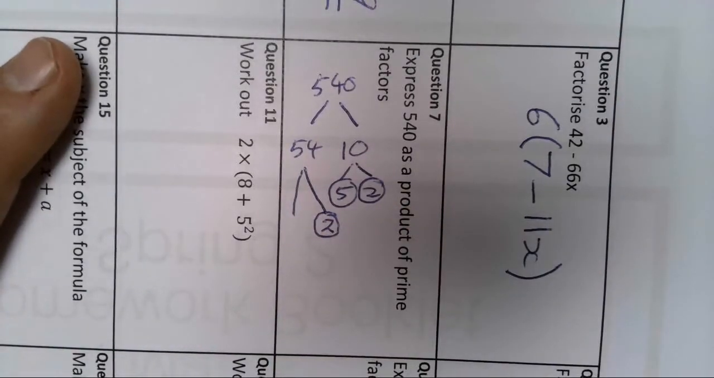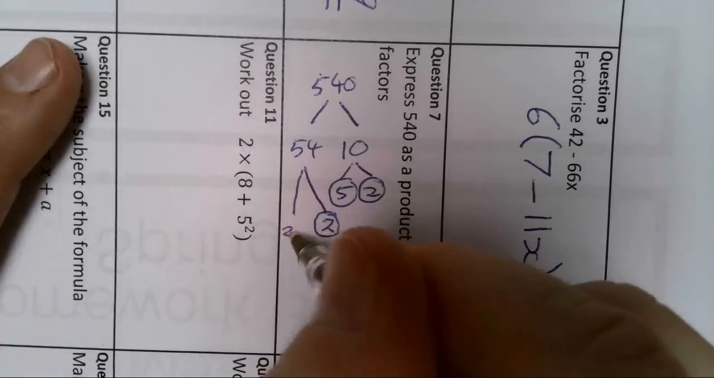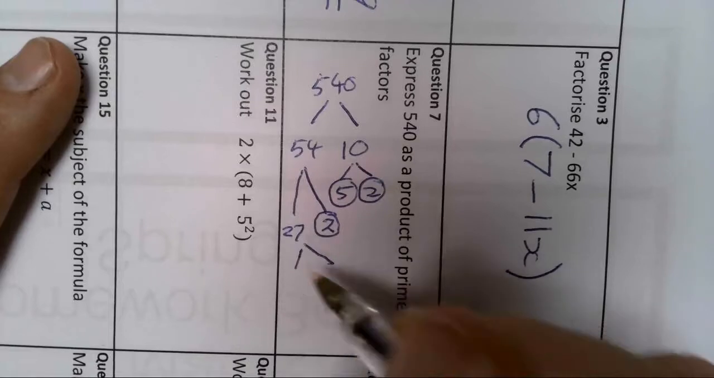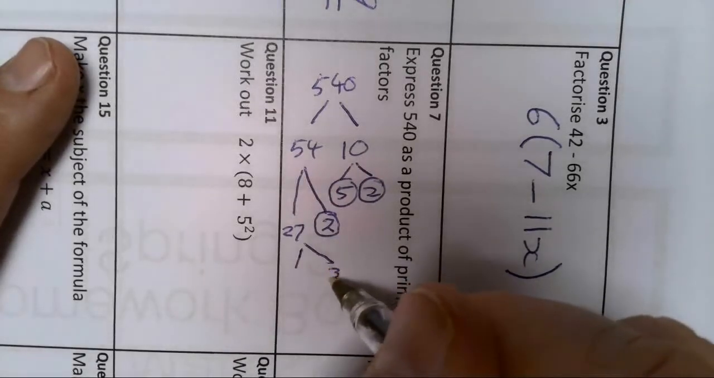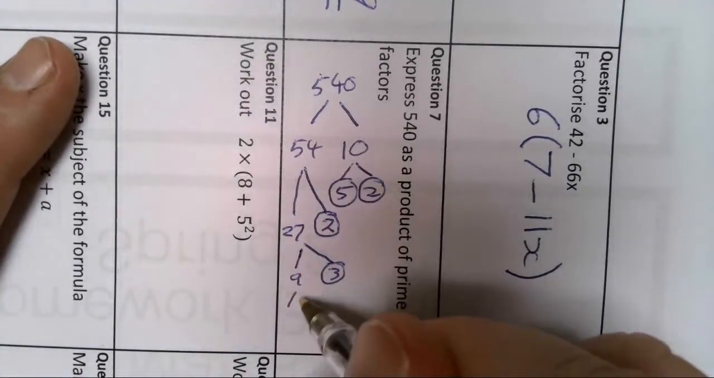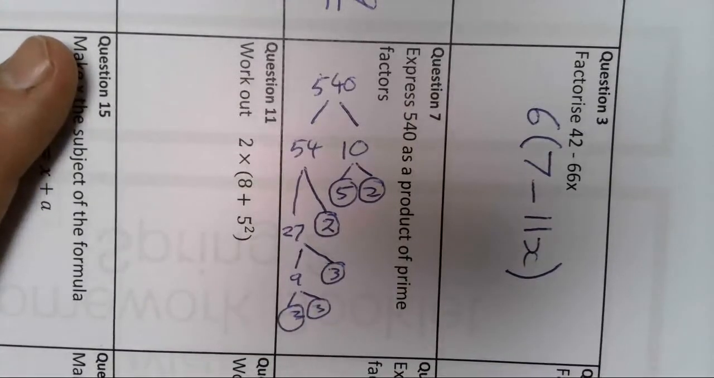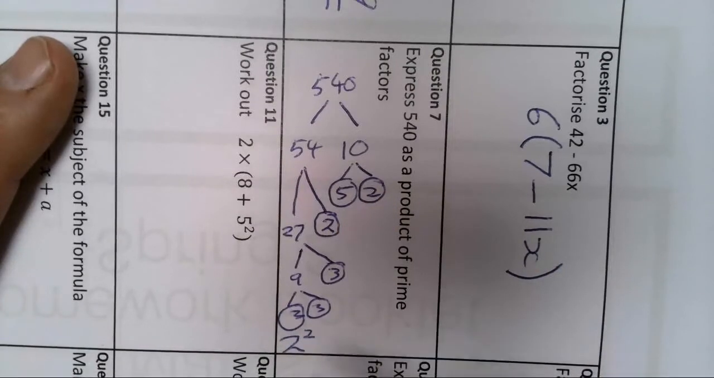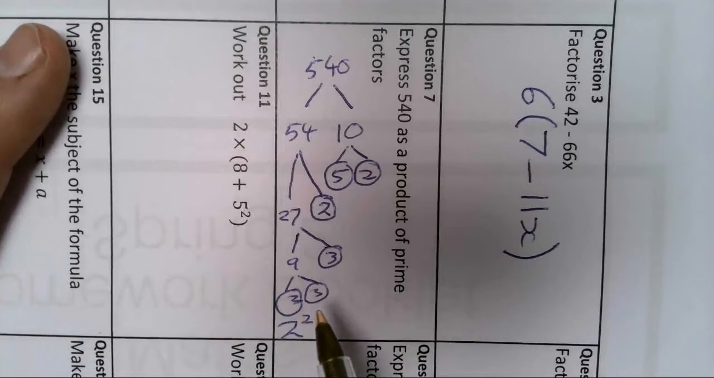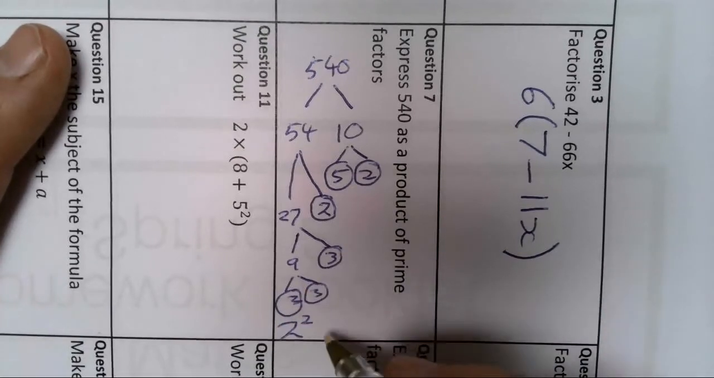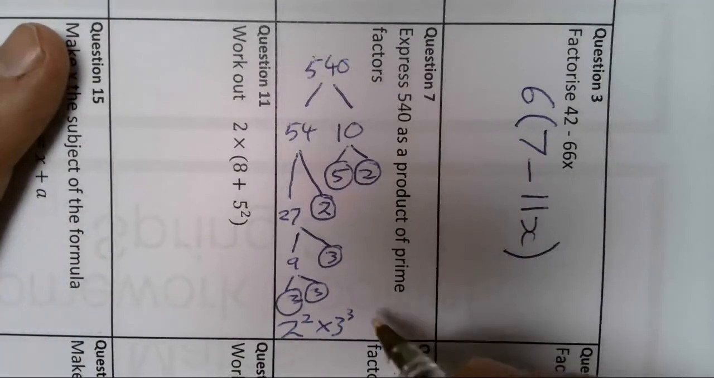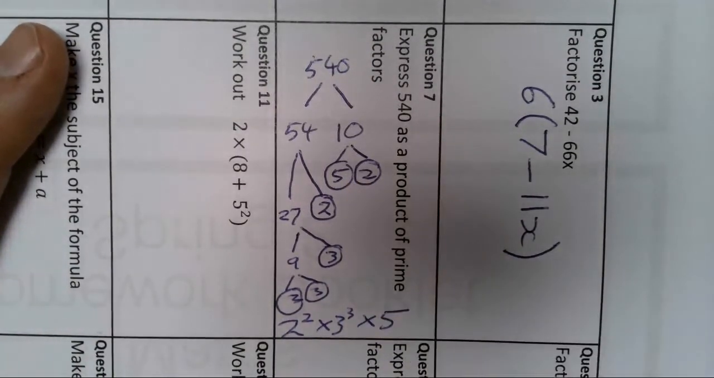So I've got 2 there. 54 divided by 2 is going to give you 27. 27 is not prime because it's 9 times by 3. 3 is prime, 9 is not. But 9 is 3 times 3, and then I've got all the prime numbers. So I'm going to see I've got 2 times 2, which I can write as 2 squared. I've got 3 times 3 times 3. I've got 3 3's, so that's times by 3 cubed. And then I've got just a 5, so times by 5.